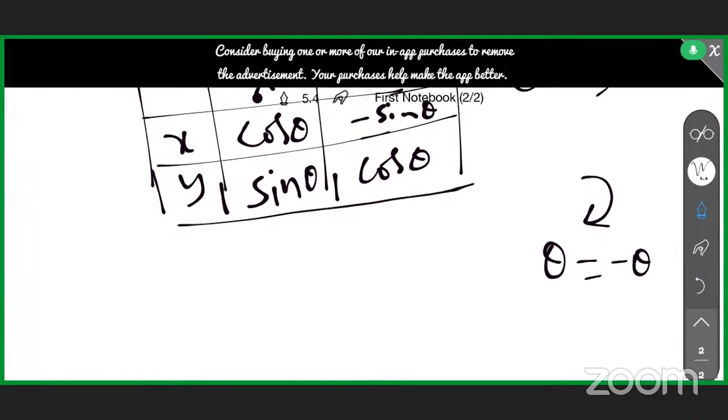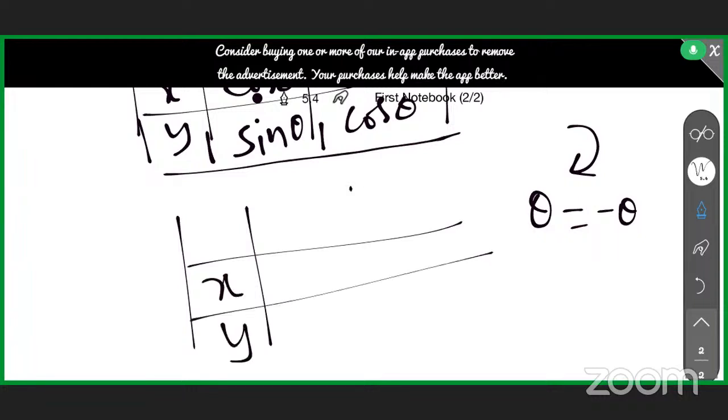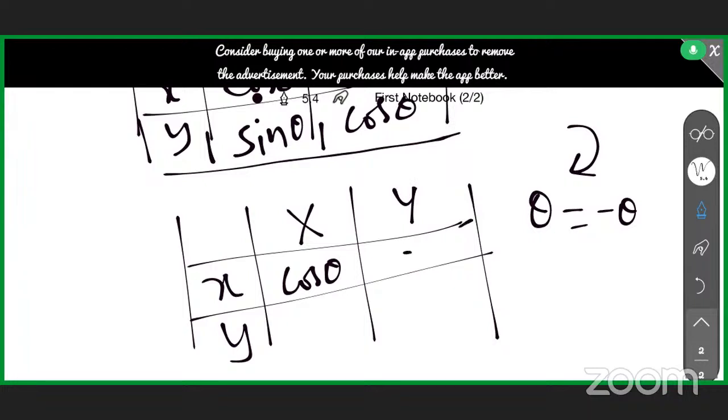Therefore, the table will change. This is capital X, capital Y. So cos of minus theta will become plus cos theta. No change will be there. Yes or no? Yes, sir. Minus of sin of minus theta will become plus sin theta.